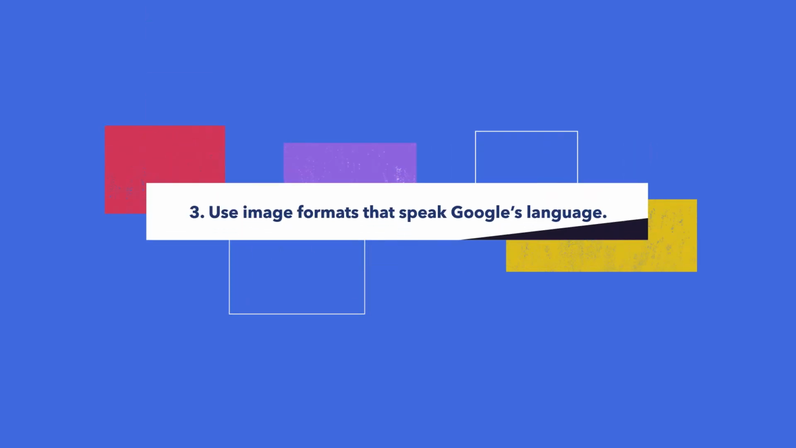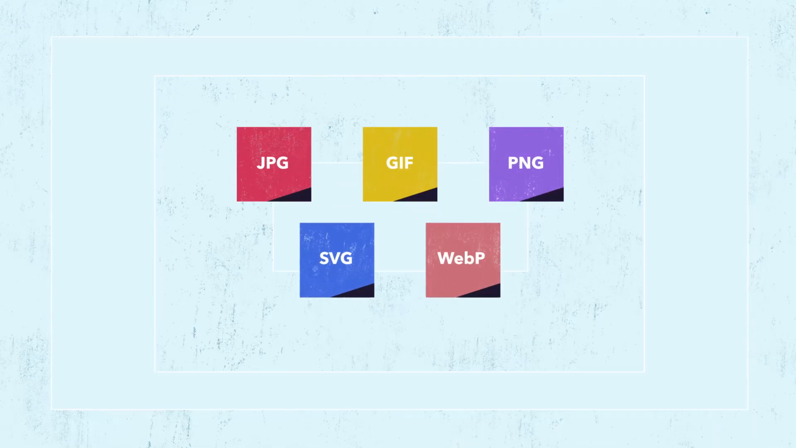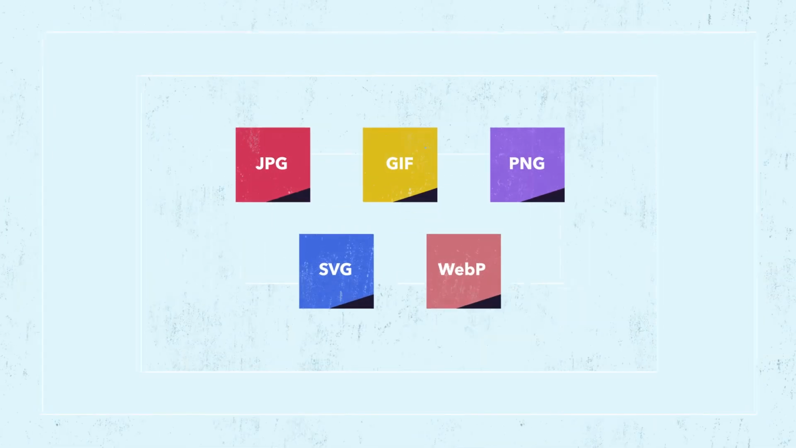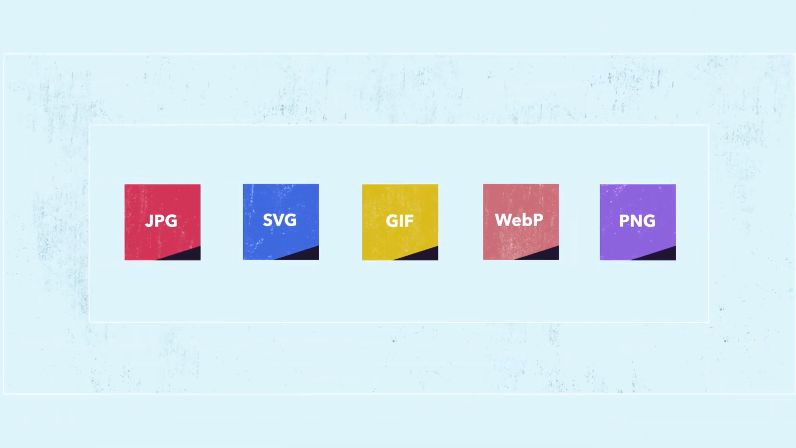3. Use image formats that speak Google's language. When it comes to images, use JPEG, GIF, or PNG formats. SVG and WebP formats are newer, exciting alternatives too. If you want to go the extra mile in your image SEO strategy, you might consider WebP because it's an image format that is developed by Google themselves.